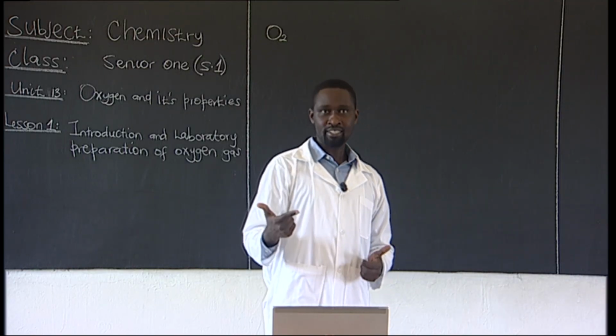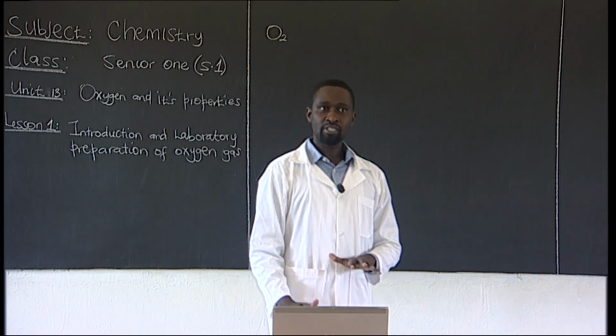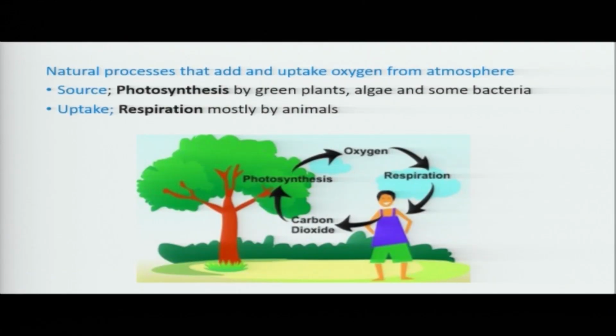One, photosynthesis. As we said, photosynthesis is a process whereby green plants use sunlight, carbon dioxide, and water to produce their own food, and in the process they give out oxygen. So as they give out oxygen, its amount is increased in the atmosphere. But because for us we don't make our own food, we take up the oxygen that has been released by plants under a process called respiration, giving out carbon dioxide gas.